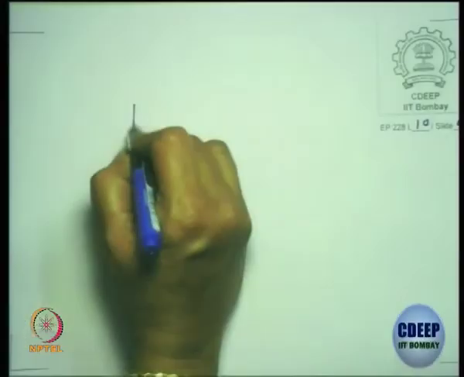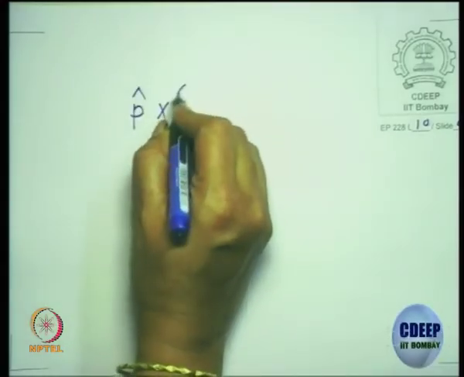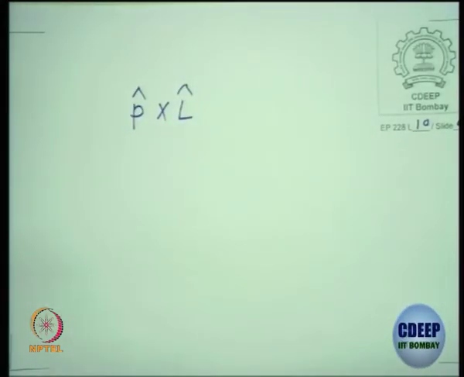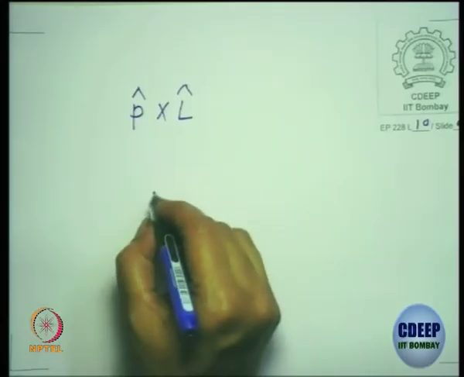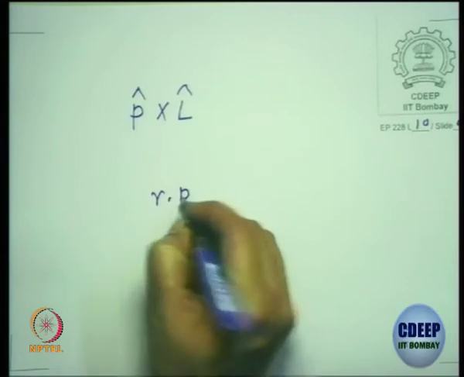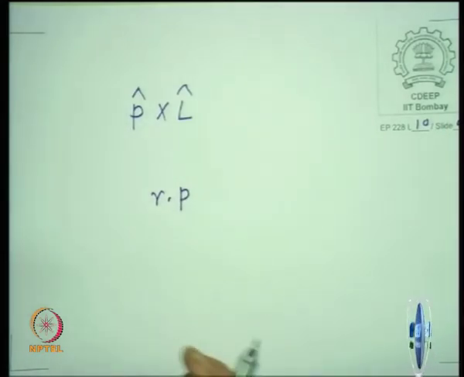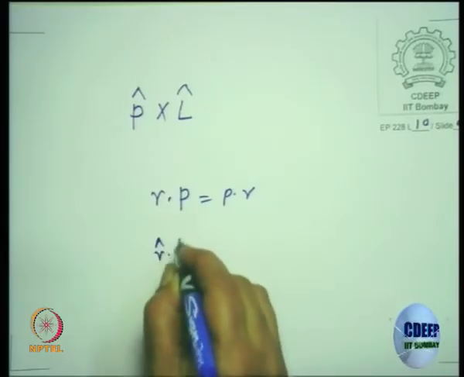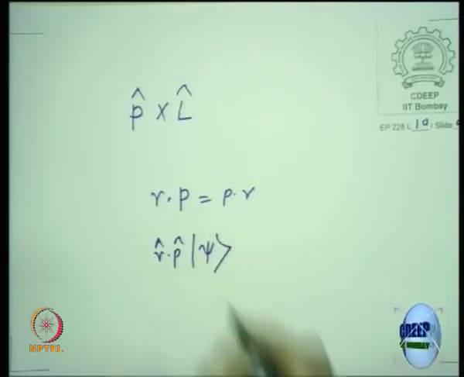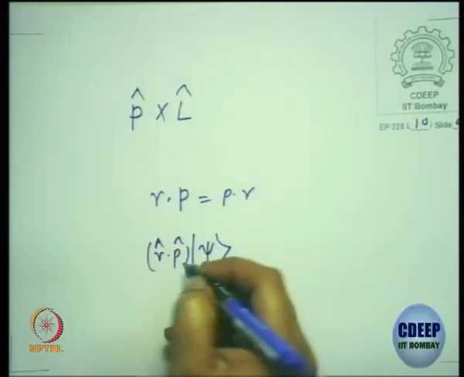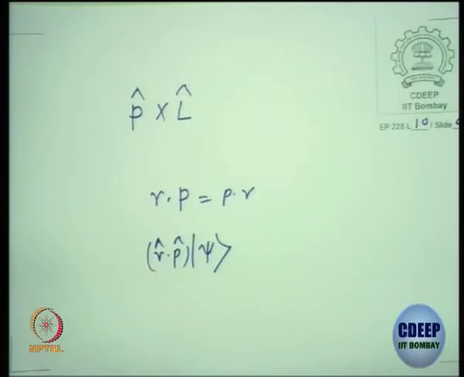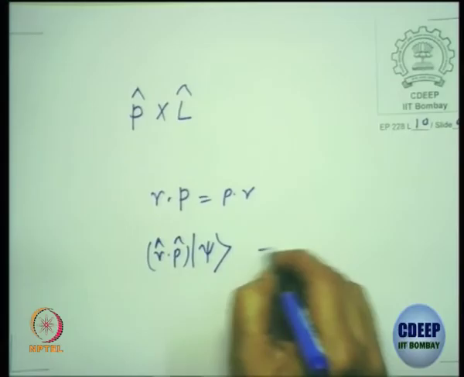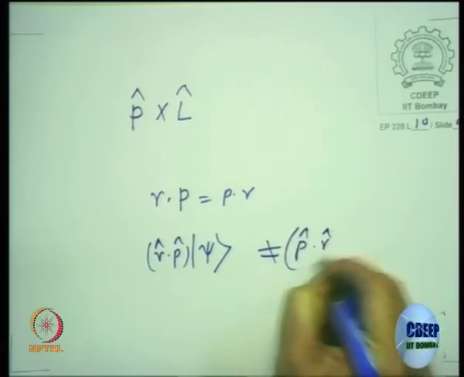Now, for example, if you have a P cross L, you can have an operator like this. You can also have something like R dot P. Classically, you are allowed to do this. R dot P is the same as P dot R. But quantum mechanically, R dot P operating on a state psi, is it the same? It is not the same as P dot R on psi.